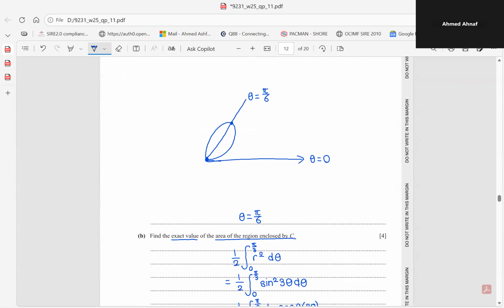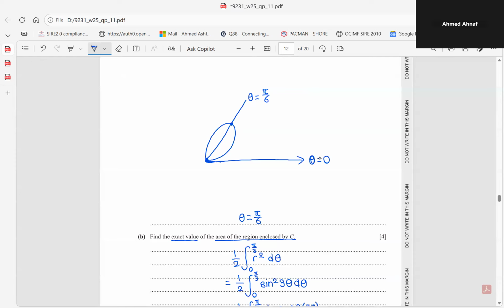When we sketched, I mentioned that this theta equals 0 is the initial line. The initial line is basically like the x-axis. So they just want to know the maximum distance from here to any point here. So this is the distance that they're asking us to find. And if you take this back into your Cartesian coordinates, this is like finding your maximum y value, right? So the exact same logic also applies here.